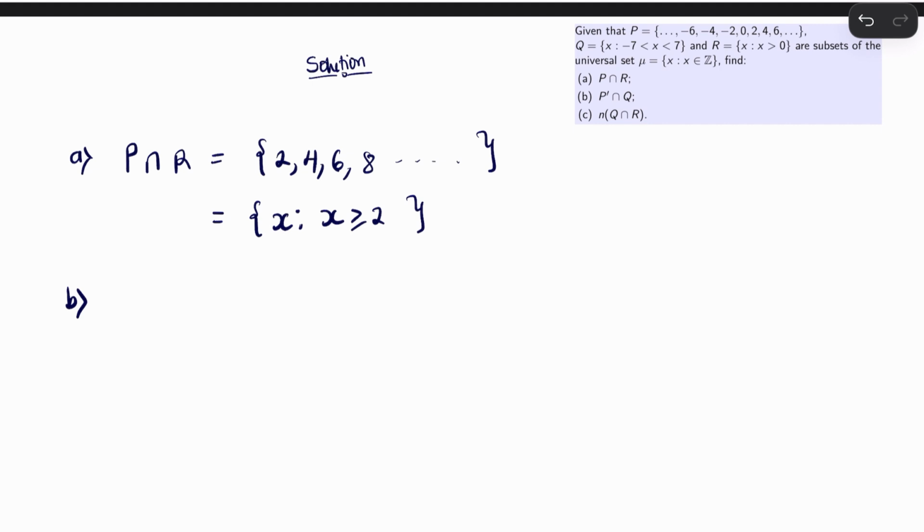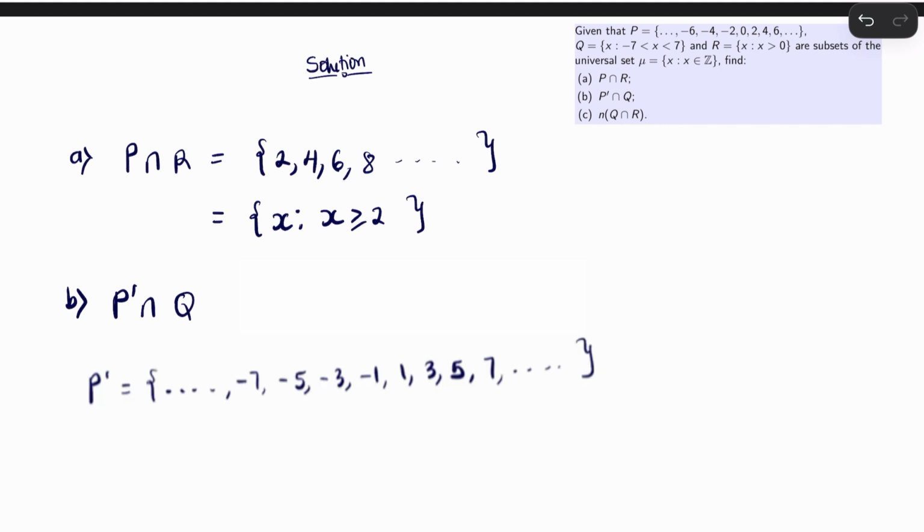For B, we are to compute P complement intersection Q. So let's first compute P complement. Here P complement will be the set of all odd numbers, right? Since P is the set of all even numbers. And so we are going to have P complement giving us -7, -5, -3, then -1, 1, 3, 5, 7, and so on. So then let's find P complement intersection Q.